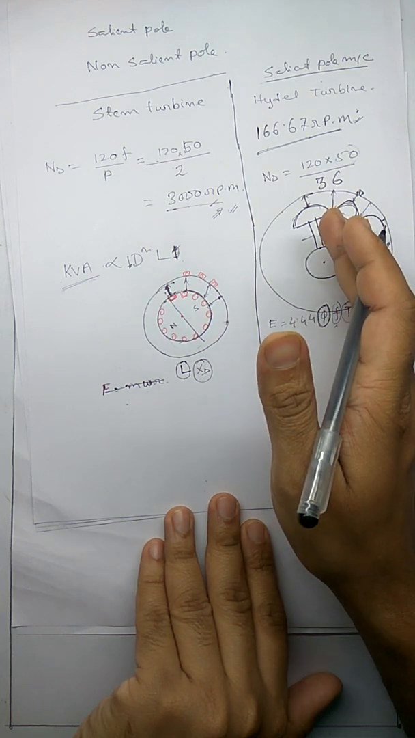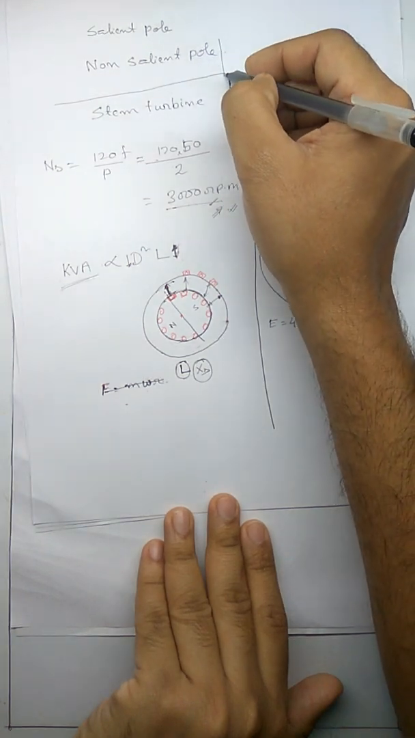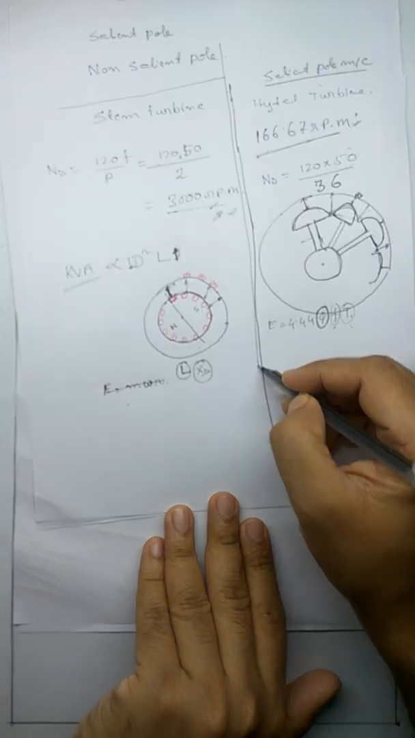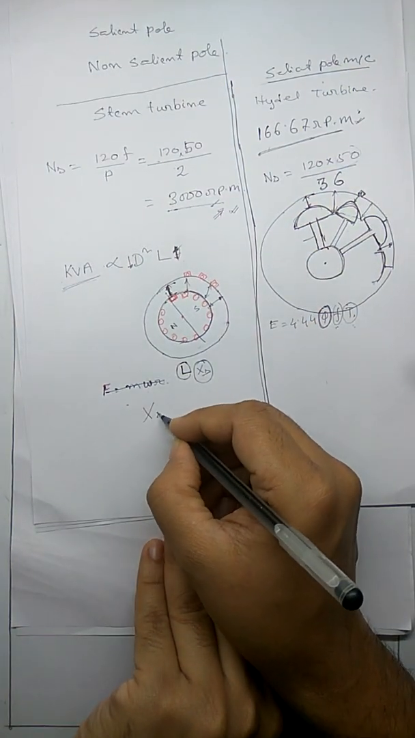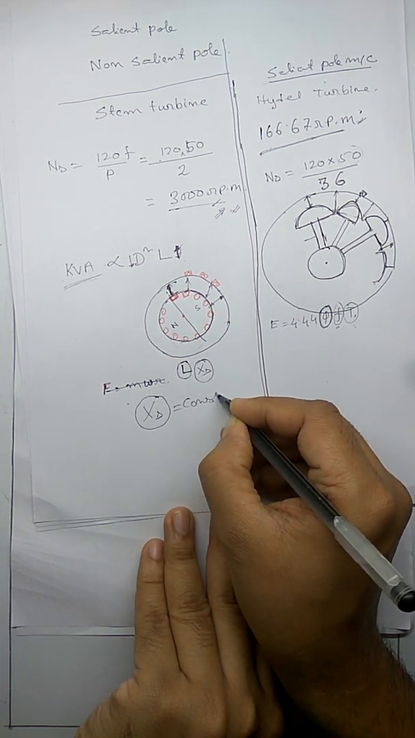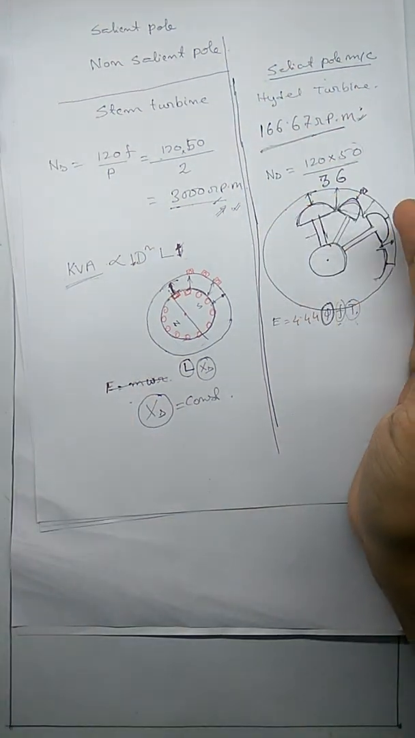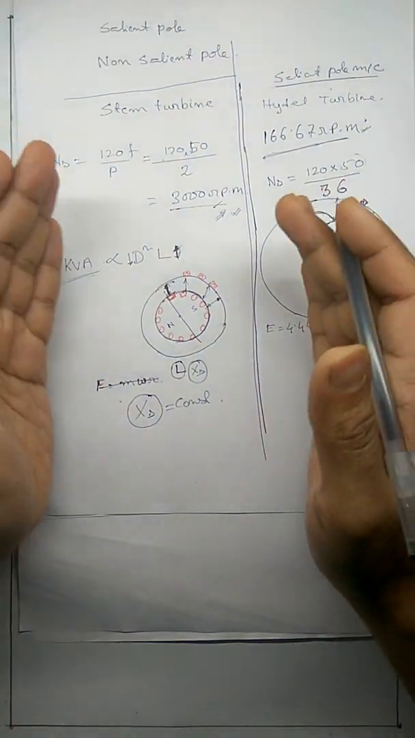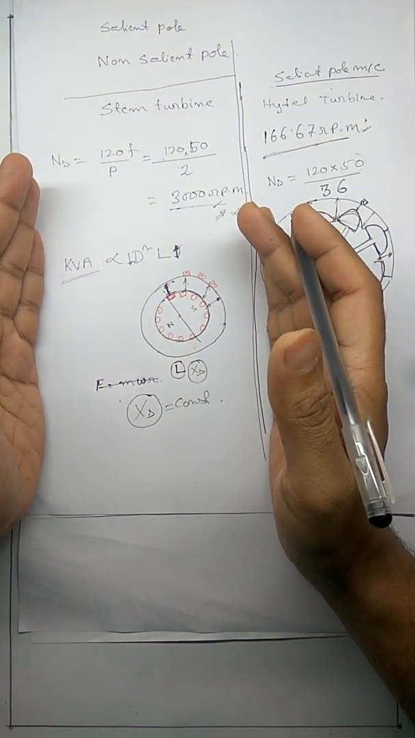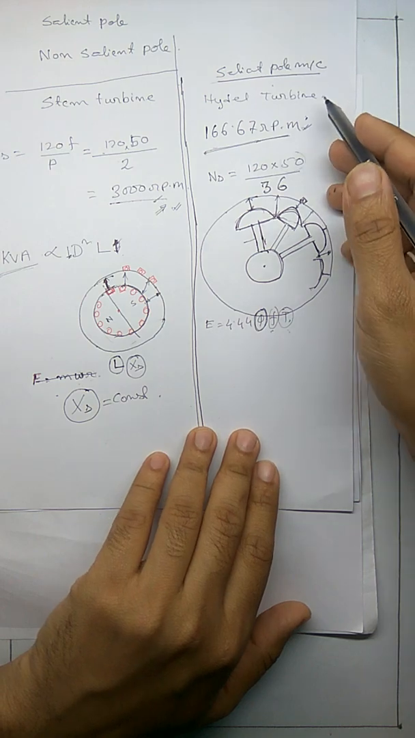So what I want to say is that till now whatever we have studied is for the non-salient pole. That is, we have assumed reactance to remain constant, and then we have analyzed the machine. So we have actually analyzed a non-salient pole machine. In the next class, what we will study is a salient pole machine.